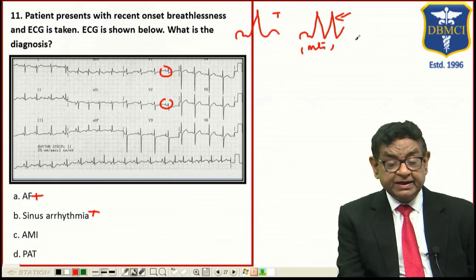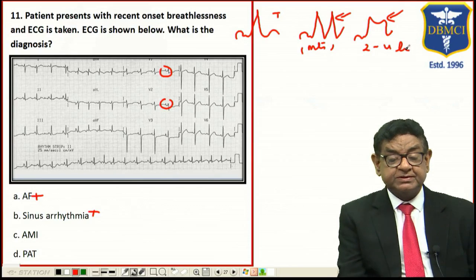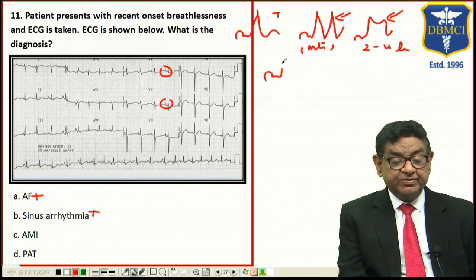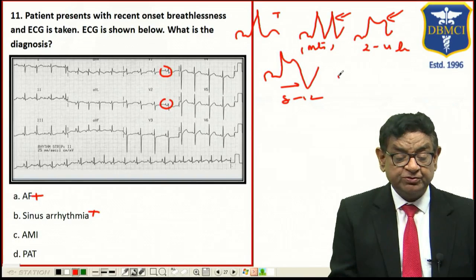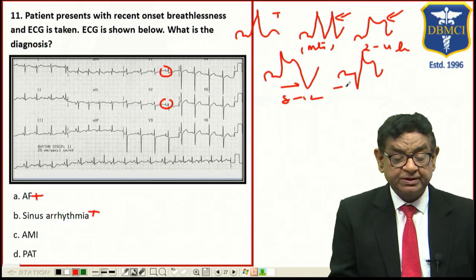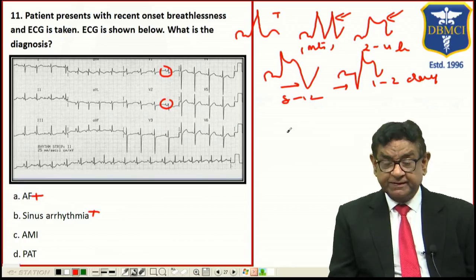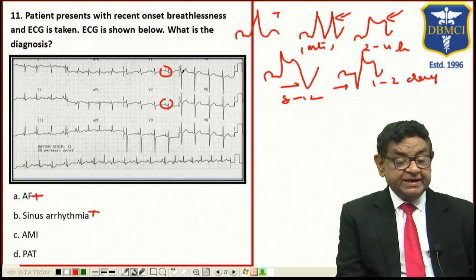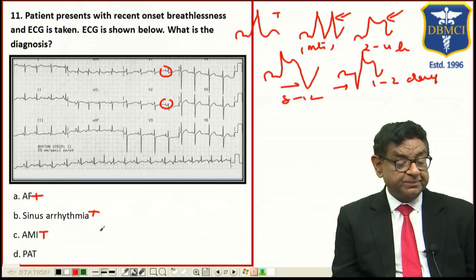After that, you get ST segment elevation, and this occurs in 2 to 4 hours. After that, we get T wave inversion, at 8 to 12 hours. And after that, you get Q wave. This you get in 1 to 2 days. Right? So we are not getting any change like this. This cannot be acute MI.